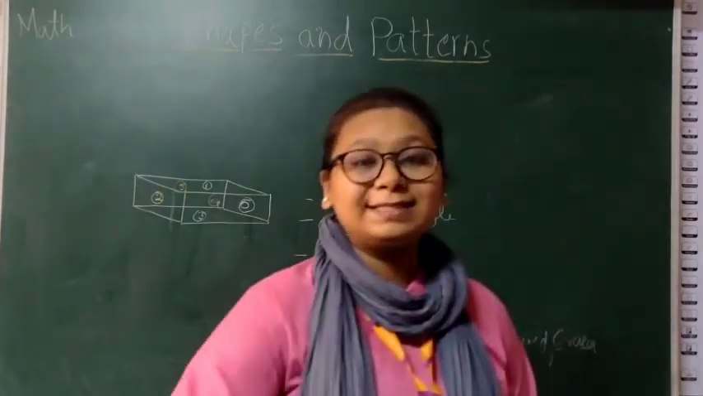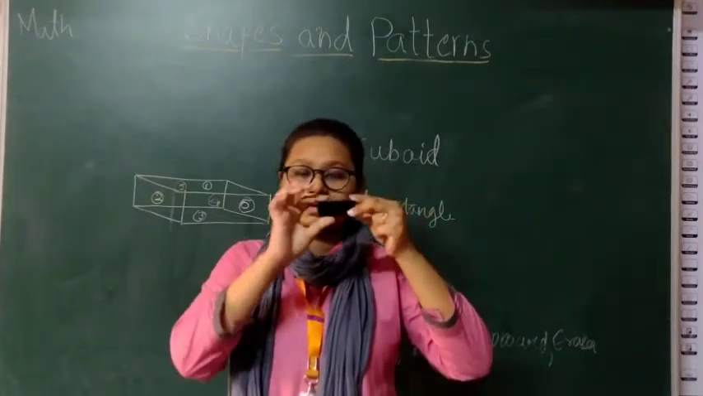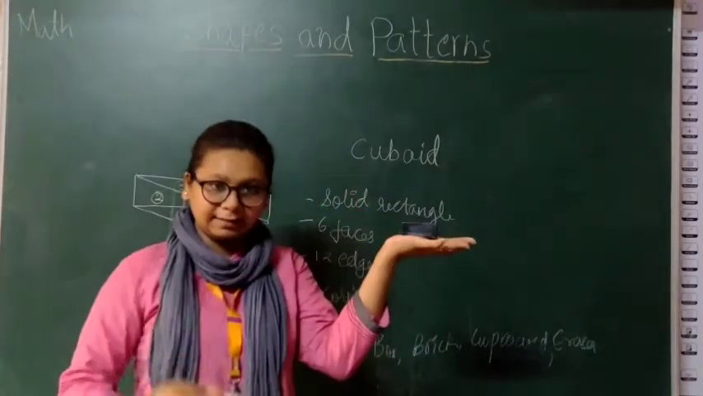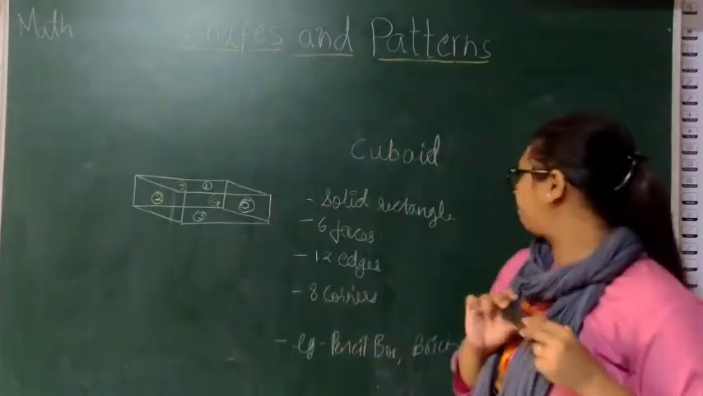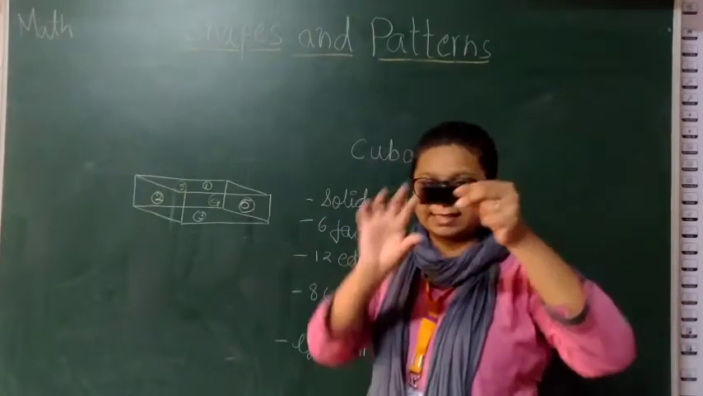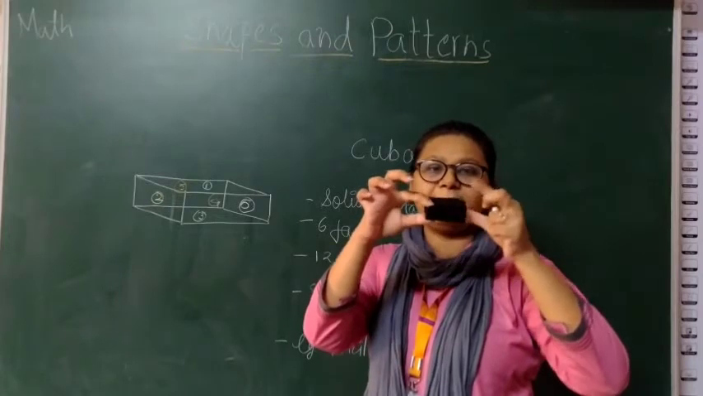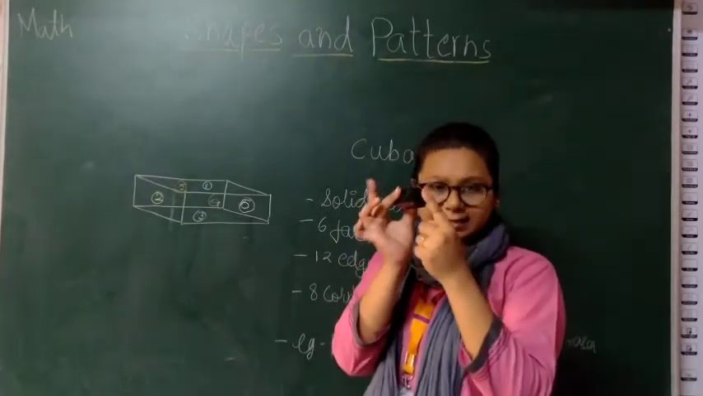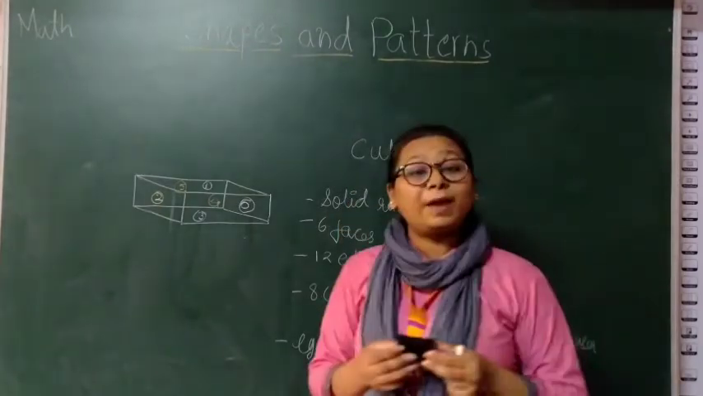Now students, let's see the cuboid. See, this is a cuboid, okay? It is a rectangular cube. See, it occupies space, right? It is a rectangular cube. It has 6 faces. 1, 2, 3, 4, 5 and 6. So it has 6 faces and 12 edges.